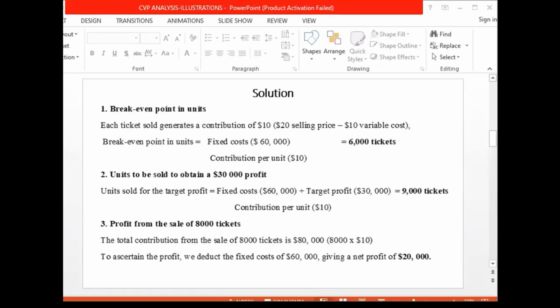That's why you have to use the contribution margin, or get the 8,000 times the 20, we get 160, minus total variable cost, which is 10 times 8,000, giving us 80. So 160 minus 80 is 80, less fixed cost. Fixed costs do not change, so they remain fixed. So 80 minus 60, you get 20.